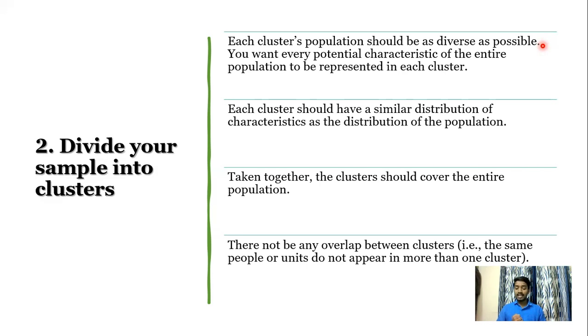Next, taken together, the clusters should cover the entire population. Whatever population you have taken, the whole set of clusters you are choosing should cover the entire characteristics of the population. There should not be any overlap between the clusters. That is, the same people shouldn't repeat in more than one cluster. That is very, very important because duplication of data may happen in the research. So you should make sure that there is no overlap between the clusters.